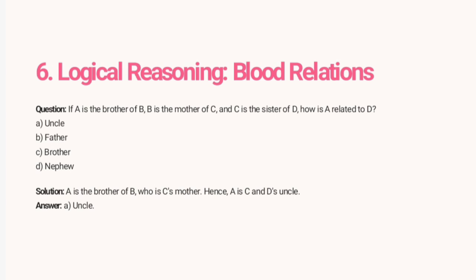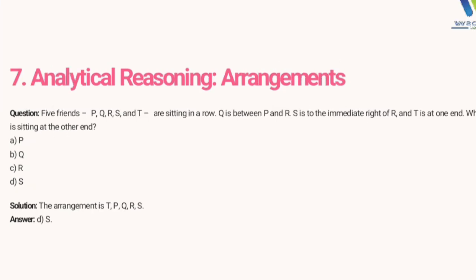Right. Now the next question is analytical reasoning. 5 friends are there. This is from sitting arrangements actually. P, Q, R, S, and T are sitting in a row. See, sitting arrangements can be in 2 ways, either circular or linear, what we can say.